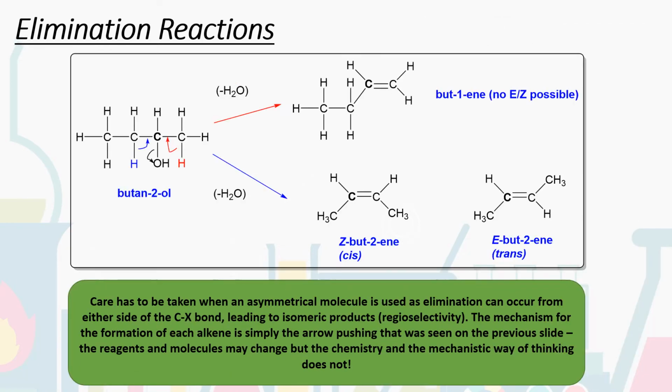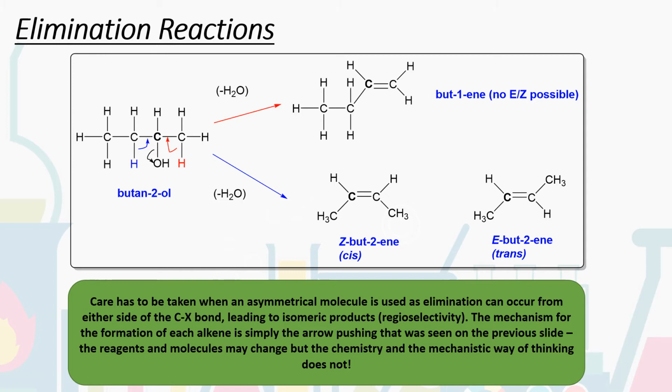Now, one of the things that we have to be really, really careful about in elimination reactions is if an asymmetrical molecule is used. This is where our elimination can happen from either side of the C-X bond, essentially. So in this case, I have another alcohol being dehydrated. And we can either take the hydrogen on the adjacent carbon at the left, the blue one, or the hydrogen on the adjacent carbon on the right, the red one. So this will end up forming two isomeric products, something that we call regioselectivity. Which region of the molecule are we going to be attacking?